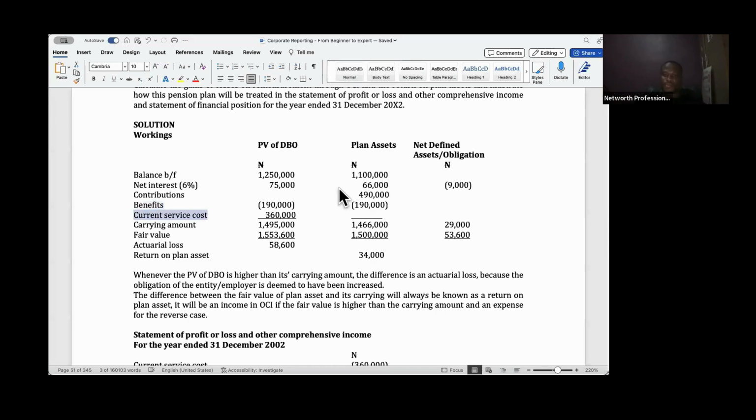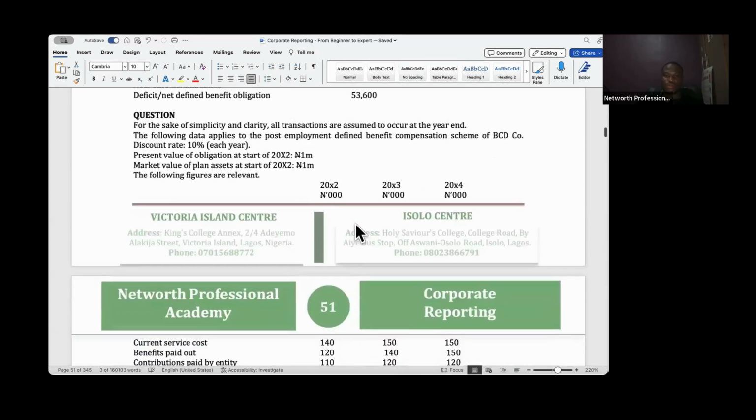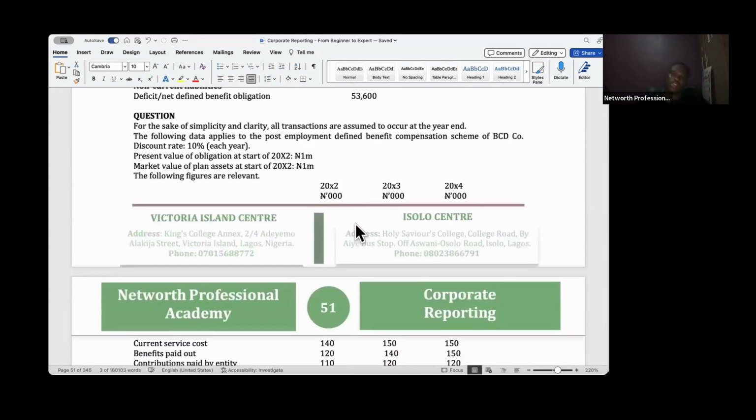Okay, so let's go to another question, which is more advanced than this one. Question 2. Please, I need you to pay attention very well to this. So it says that for the sake of simplicity and clarity, all transactions are assumed to occur at the year end.